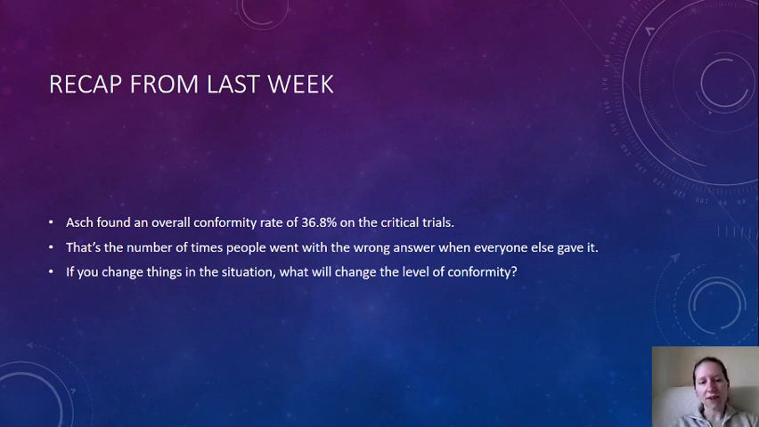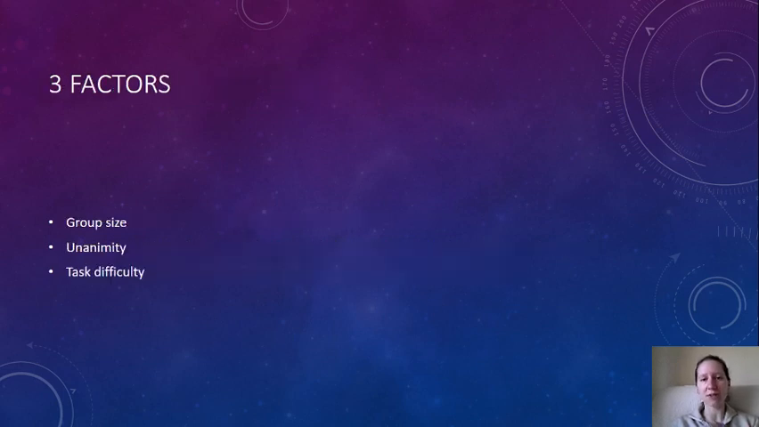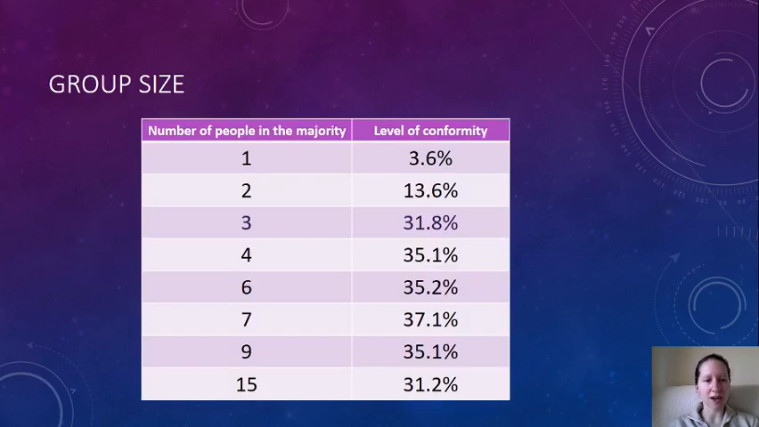And just before we start, if we recap what Asch found, his overall figure, if you remember, was 36.8% conformity on the critical trials, which, remember, were the trials where everyone gave the wrong answer. That figure, 36.8, is the number of times people went with the wrong answer on those critical trials. The number of times they conformed. So today we're just having a quick look at, if you change things in this situation, how does the level of conformity change? There are three factors we look at: group size, unanimity, and task difficulty. I'll go through each one of those one at a time.